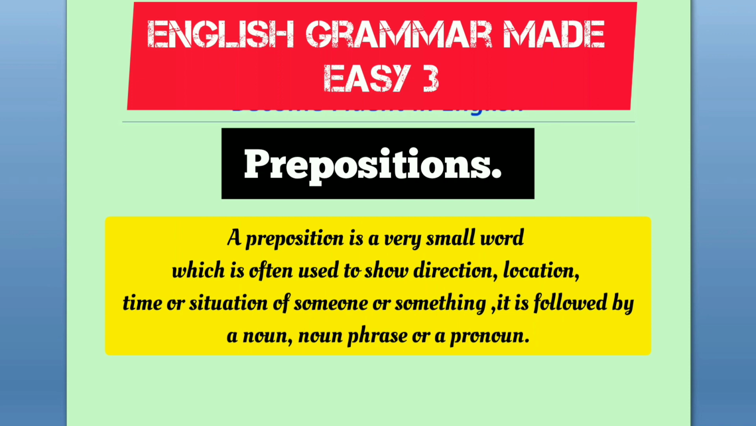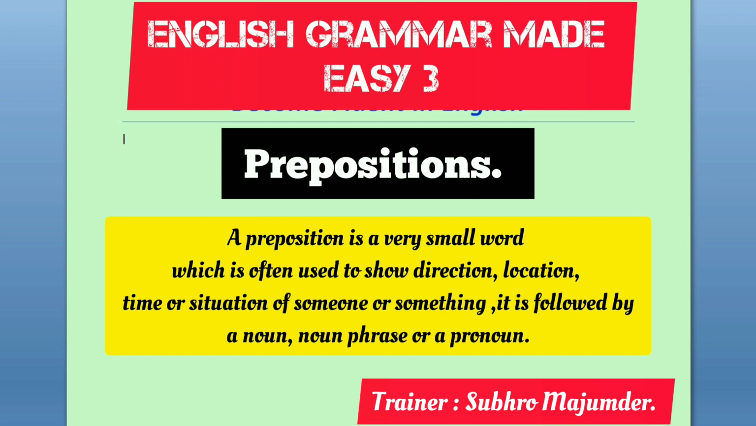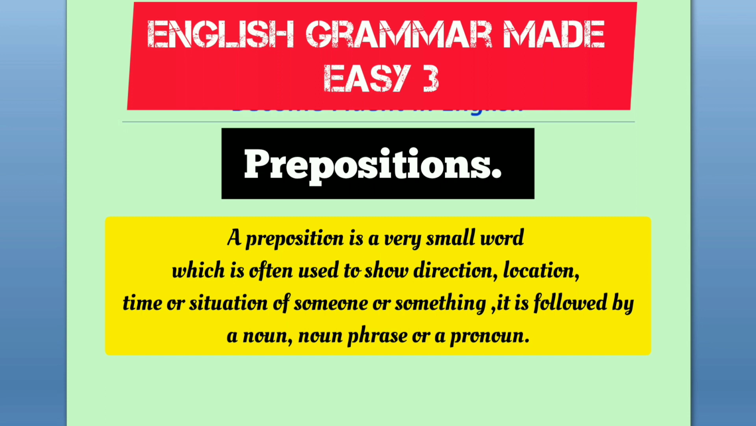As you see on your screen, I have already mentioned a brief definition of a preposition. A preposition is a very small word which is often used to show direction, location, time, or situation of someone or something, and it is followed by a noun. It can be a noun phrase or a pronoun. So that is a brief definition of a preposition.